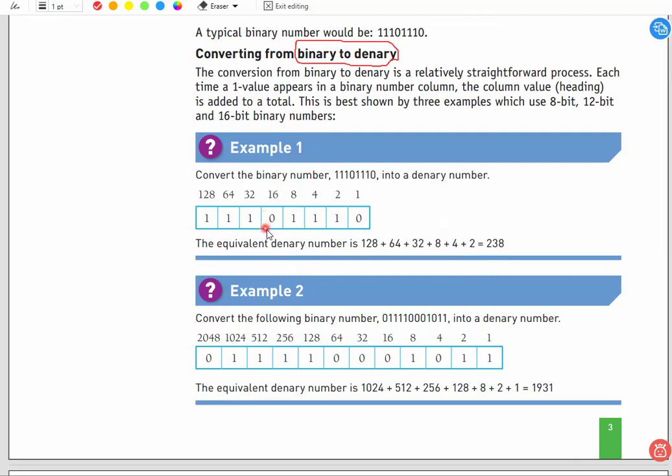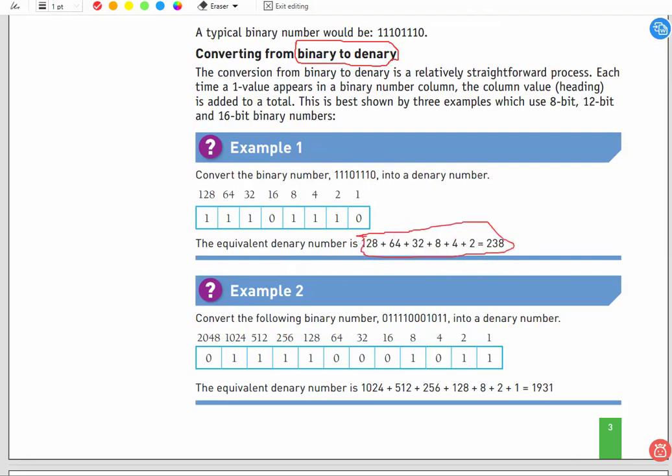But 16 multiplied by 0 is 0, that's why we ignore it. And 1 into 8 is 8, plus 1 into 4 is 4, and 1 into 0 is 0. 2 is 1 and 1 is 0. So when we add all these numbers, we come up with the result of this one, dear students.